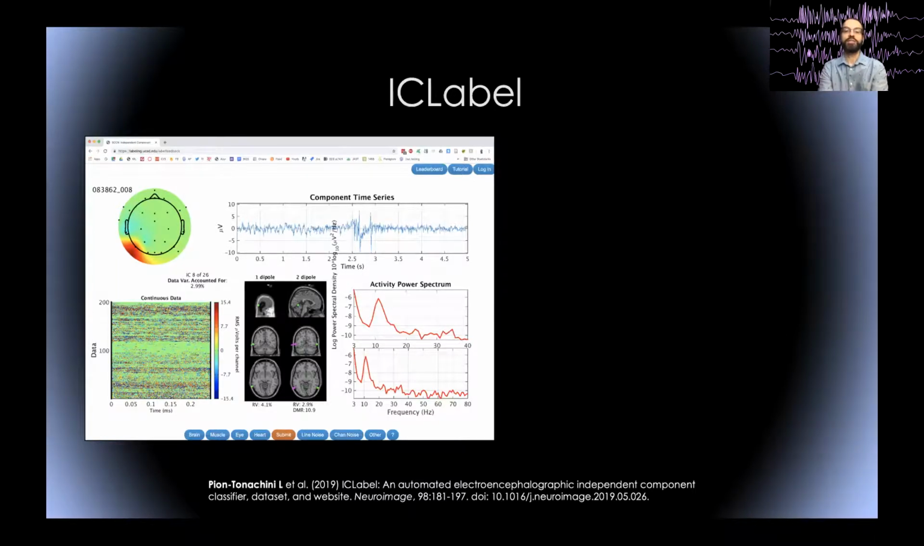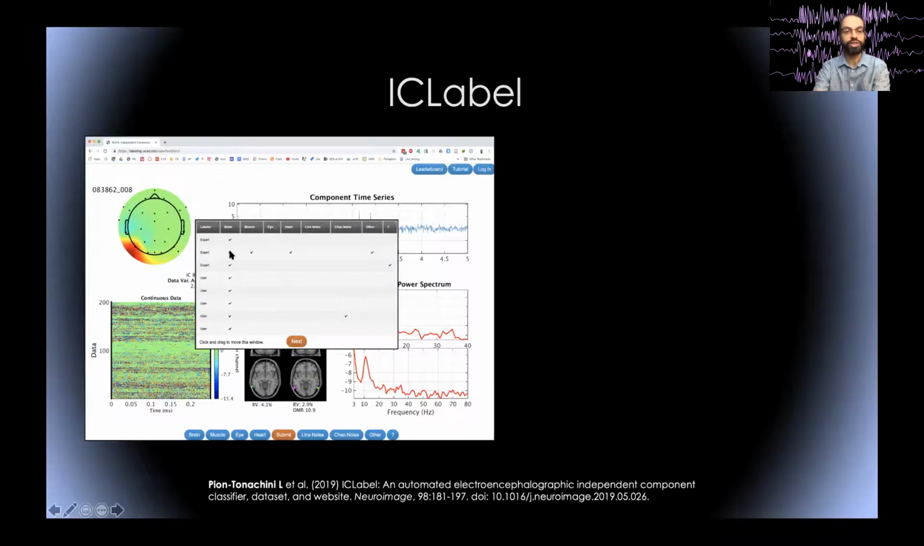So he put 100,000 components on the web, and then he had a contest where people would label components and compare their performance with experts. Here you see what it looks like when you label a component. Do you think this is brain? Do you think this is muscle? Eye, heart, etc.? And then you can see what other experts are thinking about that. So you can not only label them, but you can learn. There's a section where you learn about recognizing these components, and there's a section where you label these components.